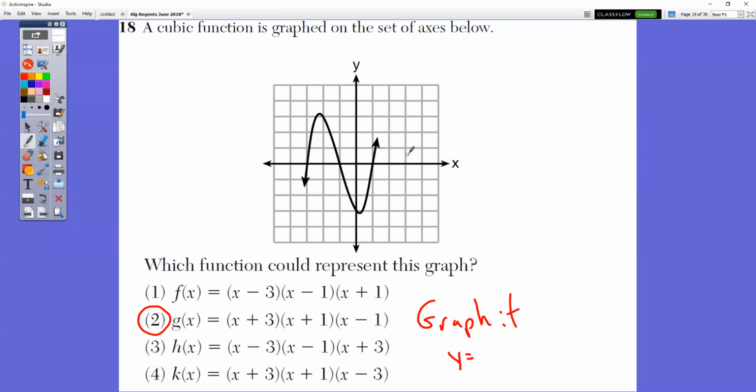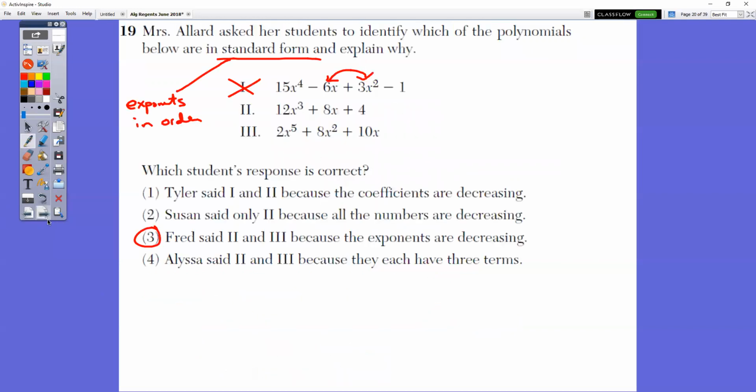In question number 18, all you have to do is graph these, all right? Take each one individually and type it into your Y equals and see which graph matches the graph. So that would be question or answer number 2. That one's going to match it.